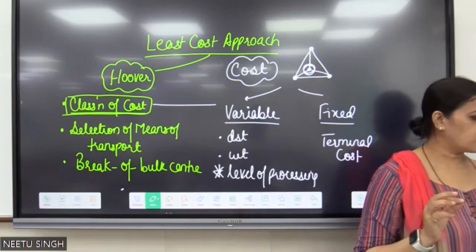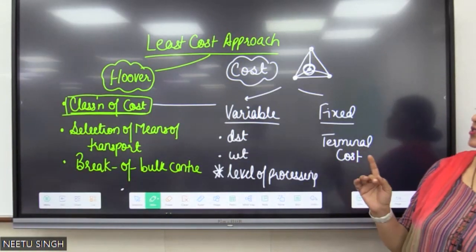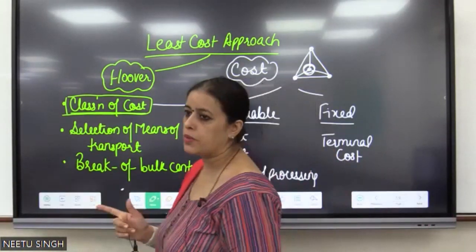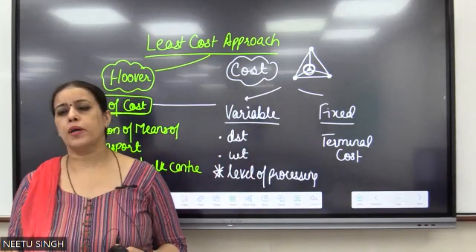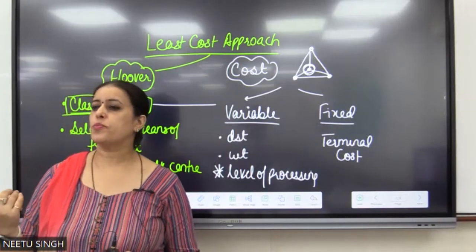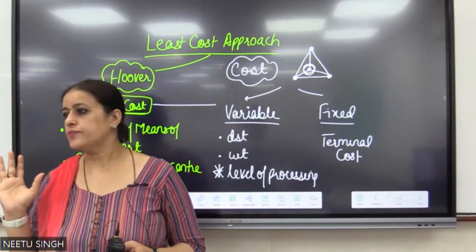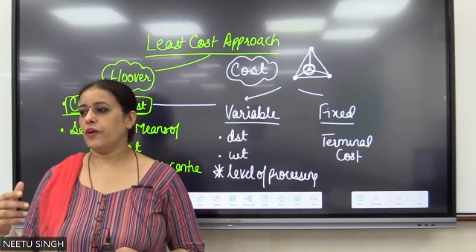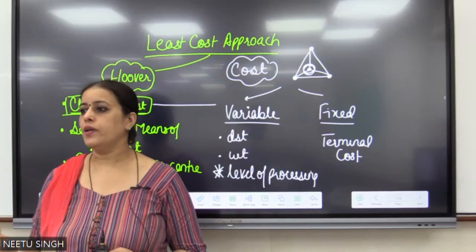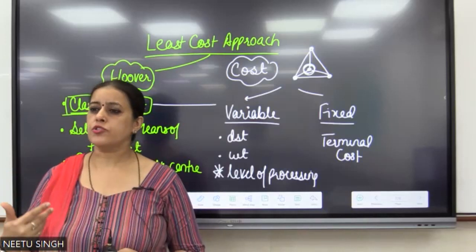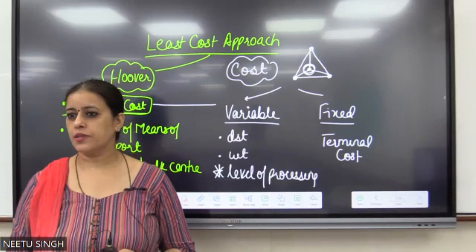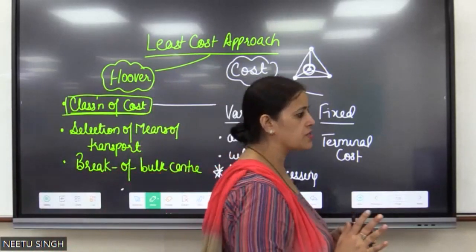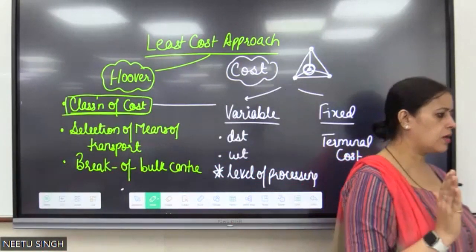Hoover's contribution, number A. He has classified the cost. How many types of cost are there? Fixed and variable. Variable was talked about by Weber also, but Hoover added enrichment, the level of processing. Fixed cost was not talked about by Weber. So if I have to criticize, I'll write it that way. If I have to just talk about least cost approach, I'll say Hoover has enriched it. Comfortable? Terminals in the production process should be minimized. Clear till here. Give me a confident go ahead.